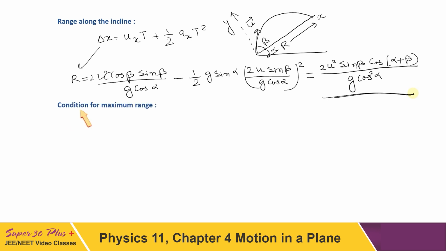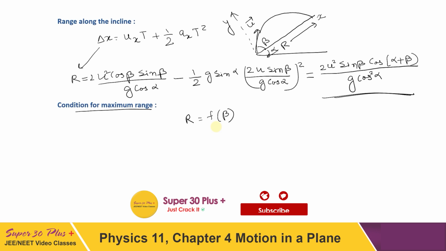The next is the condition for maximum range. As we have just now derived the formula for range, let us see what condition could be there if this range has to be maximum. Now since here R depends on the angle of projection, that is beta, it is the only variable. R is some function of beta, because alpha is the angle of inclination which has to be fixed, and initial velocity and g are all fixed for a given condition. So only beta can be changed, and we can say that R is a function of beta.